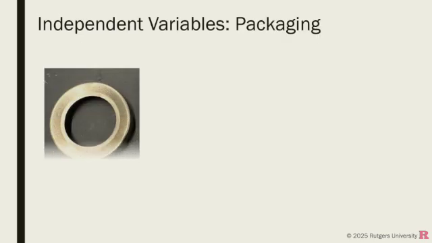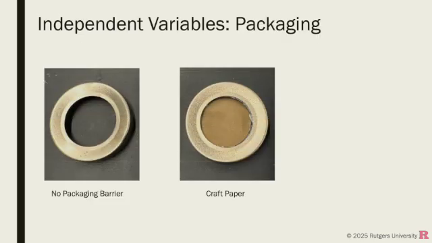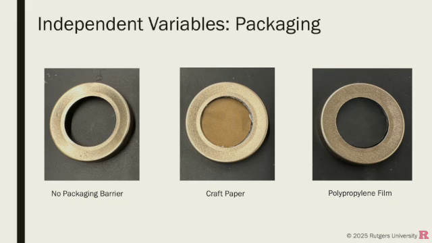The packaging variable included 3 conditions: open cups with no cover, cups covered with kraft paper, and cups covered with polypropylene film. These materials acted as barriers between the food and the external environment, affecting moisture exchange. Each metal cup contained 3 grams of sugar and was placed in each incubator. In the no packaging condition, the cups were placed without a lid. In the other 2 conditions, the cups were sealed with either kraft paper or polypropylene film. The different covers allowed us to evaluate how different packaging materials influence sugar caking and, ultimately, shelf life.